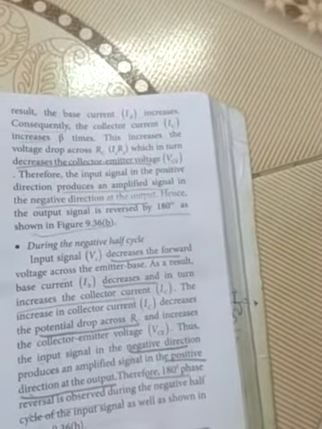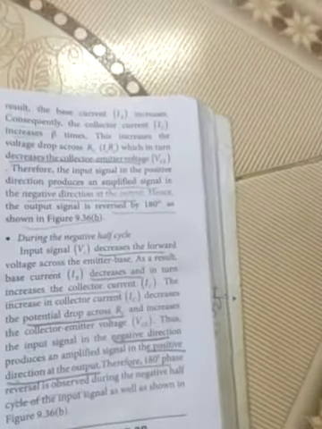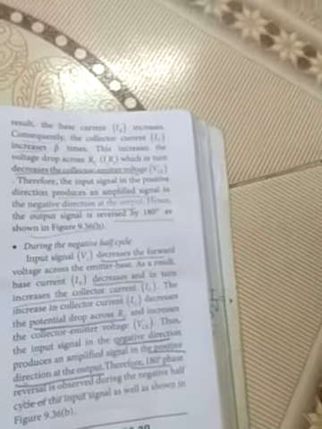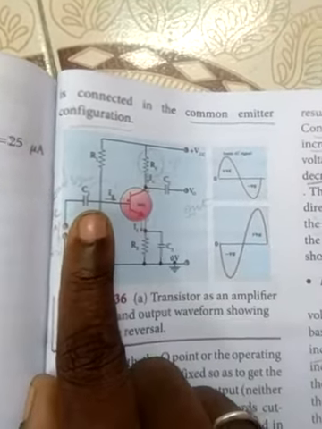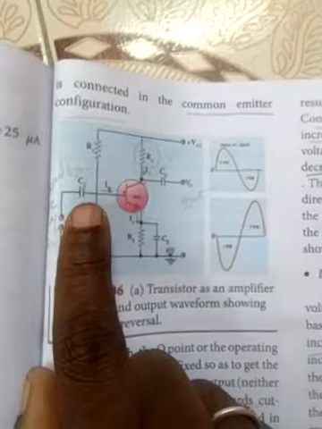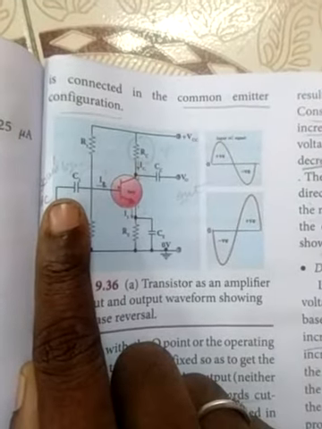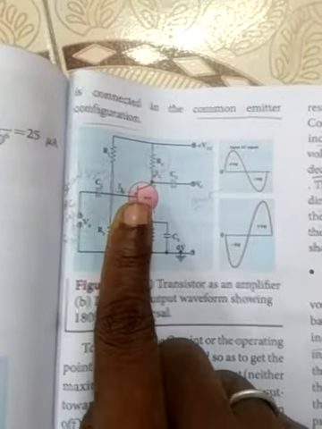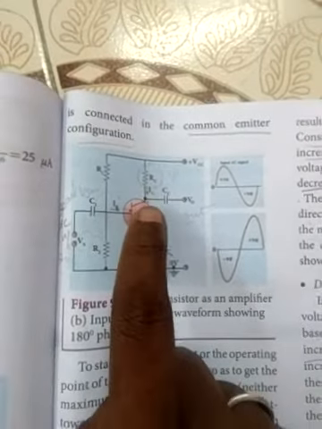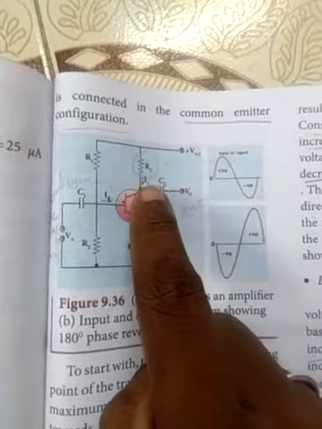Next, during the negative half cycle, the AC input value decreases, which means the forward bias voltage across the emitter-base decreases. As a result, the base current decreases. So the emitter current decreases, the base current also decreases, and in turn the collector current changes.